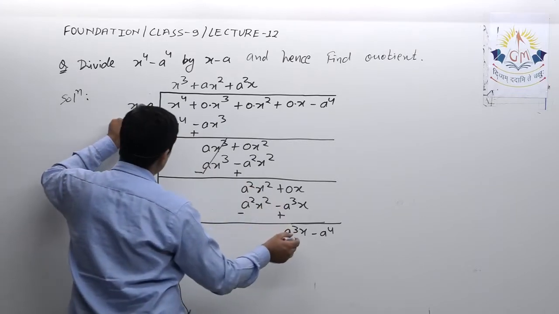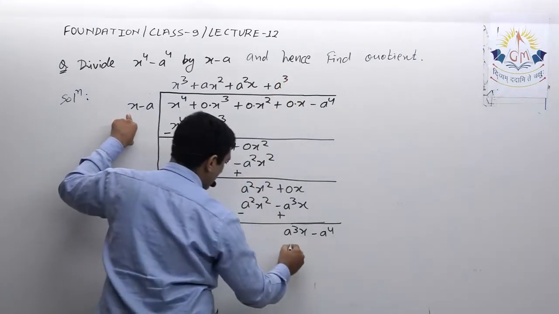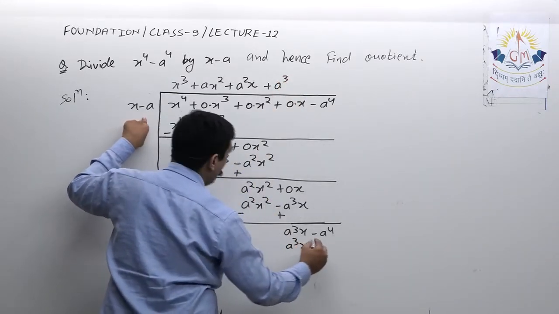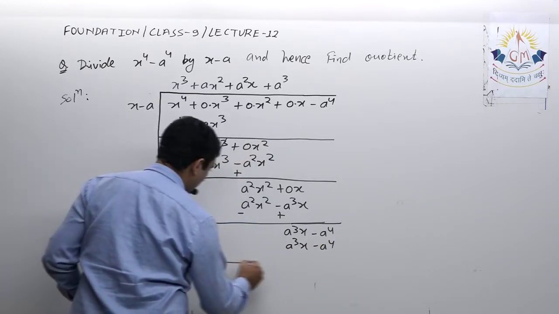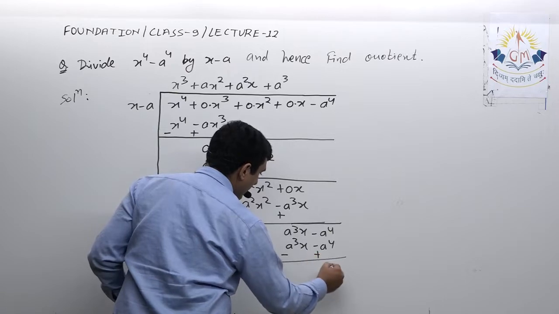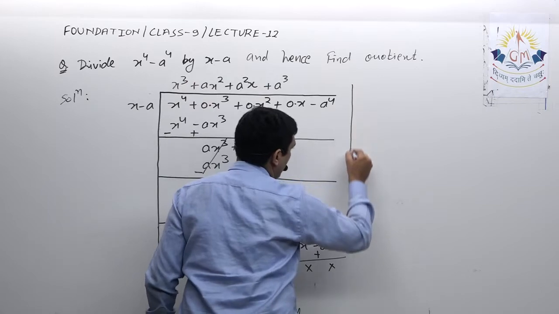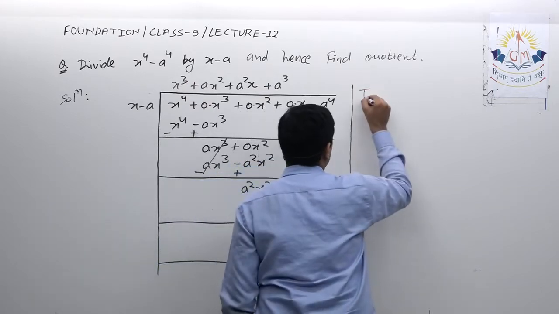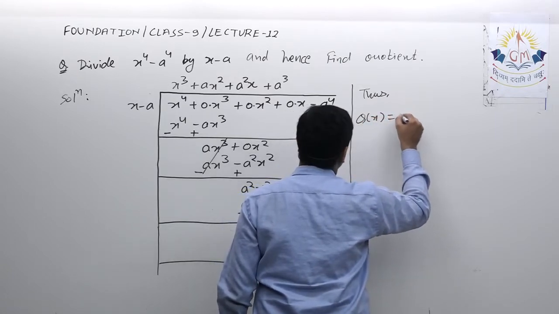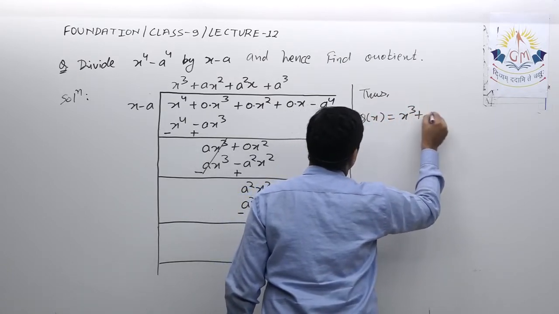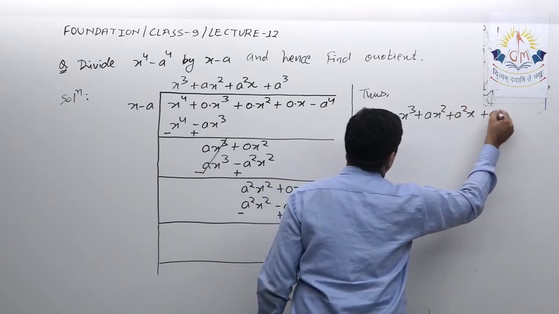Now next term it should be plus a cube. So a cube x minus a raised to 4. So here I got my final answer, because here remainder is 0. So this is my quotient polynomial. So here I can write, okay, thus qx, that is quotient polynomial, is equal to x cube plus ax square plus a square x plus a cube.